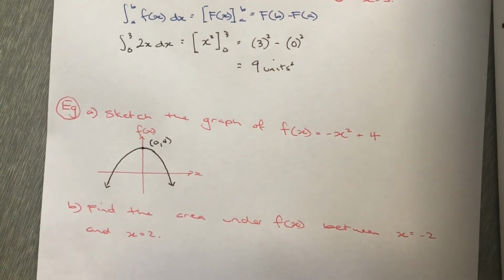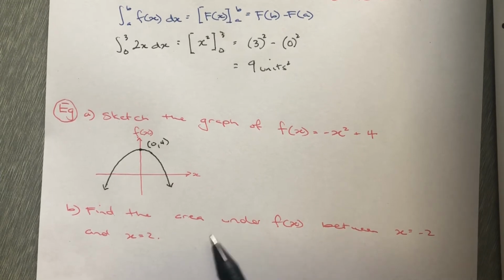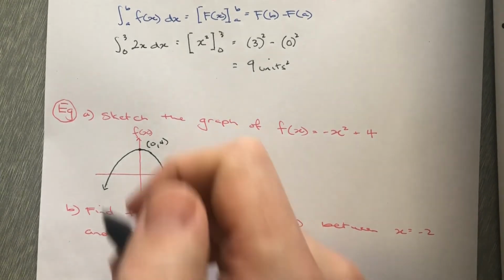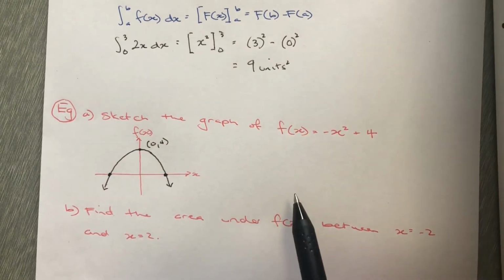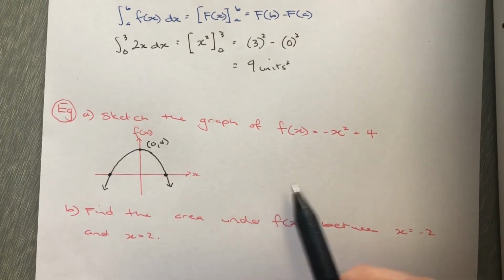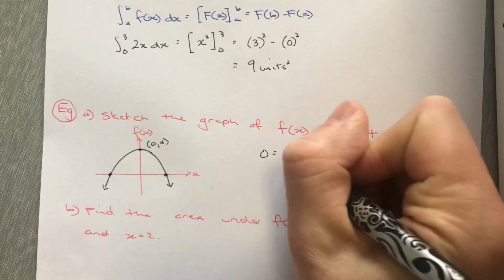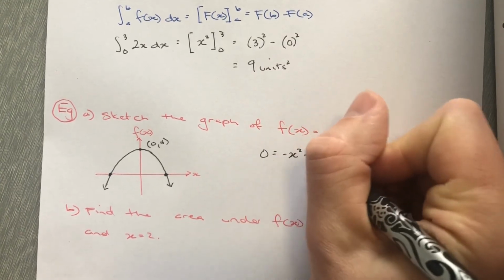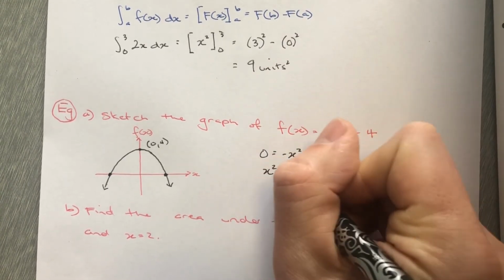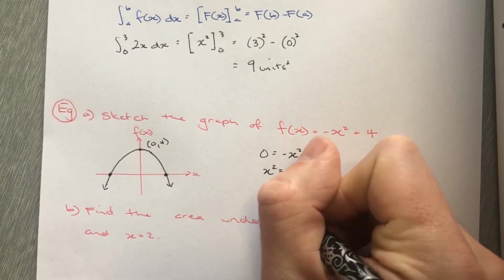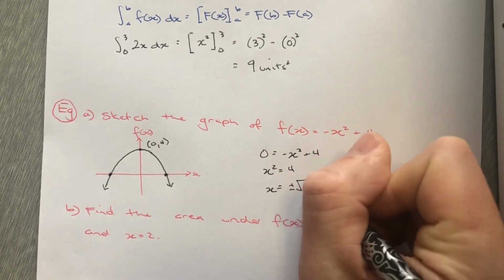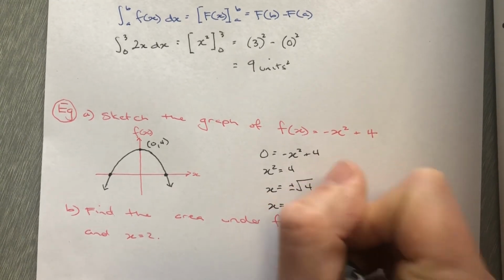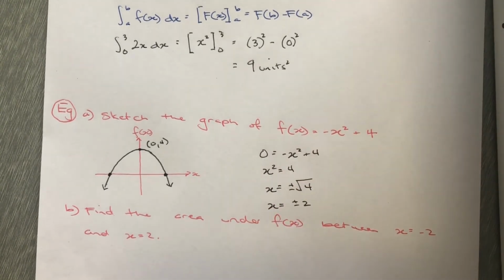So it should look something like that. Now whenever we're drawing a graph, we should show all those intercepts. So we should probably find this one and this one. To find an x-intercept, you just make y equals 0. There we go, so our x-intercepts are at 2 and minus 2.